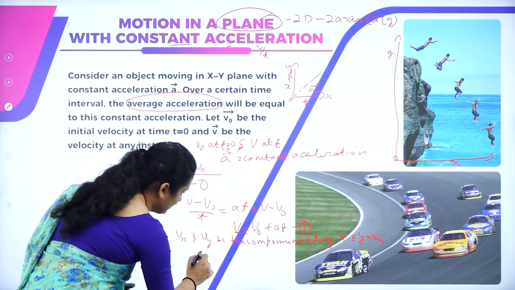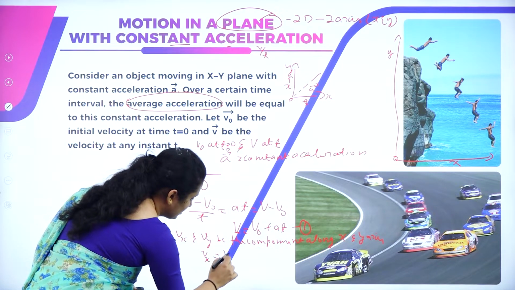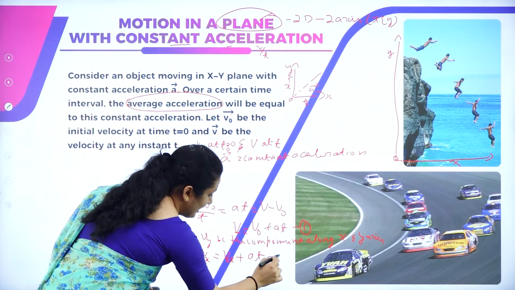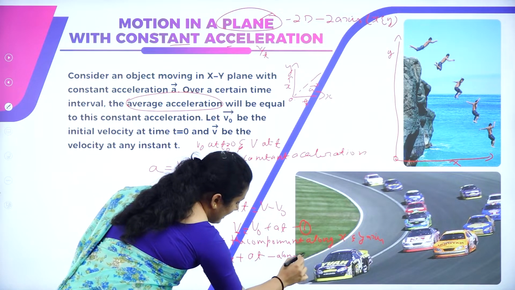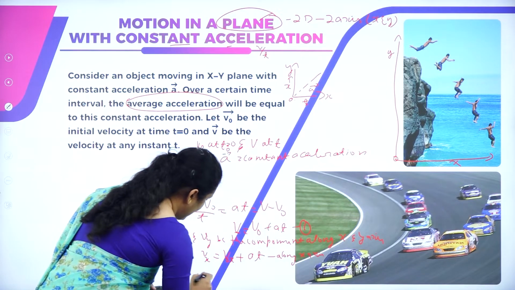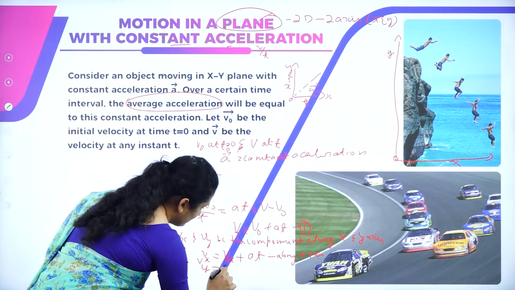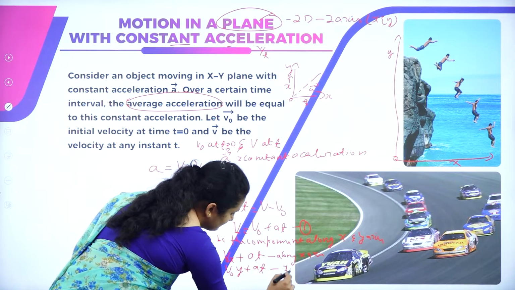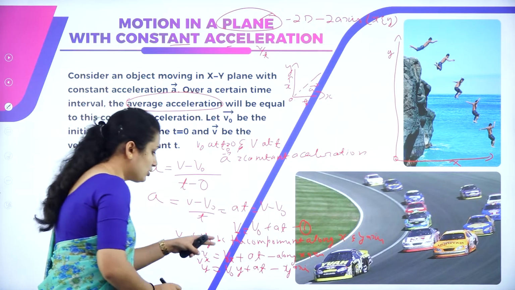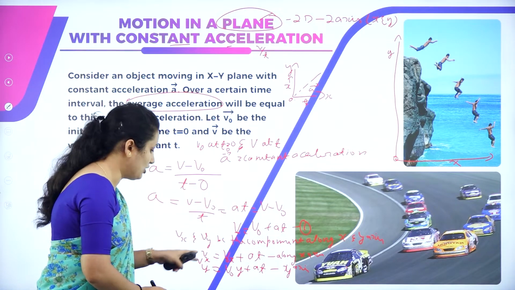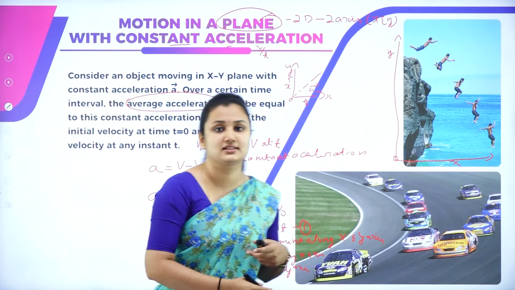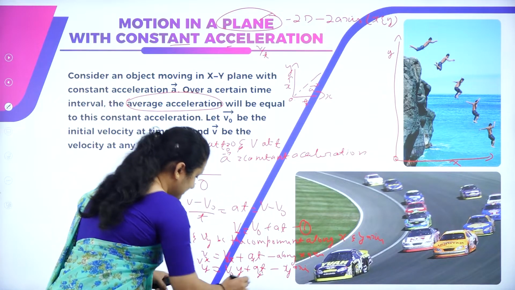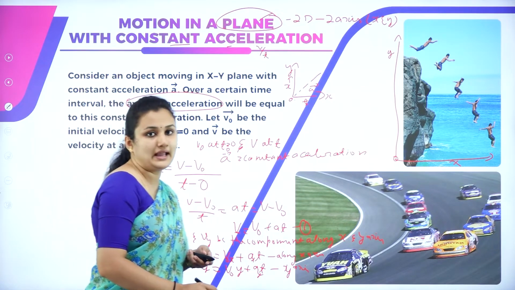So this equation can be written as vx is equal to v0x plus at. This is along the x axis. Then what about the y-axis? It will be vy is equal to v0y plus at. This is along the y-axis. These are the components of velocity along the x and y-axis.